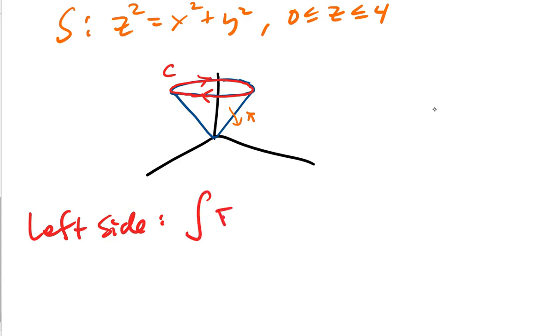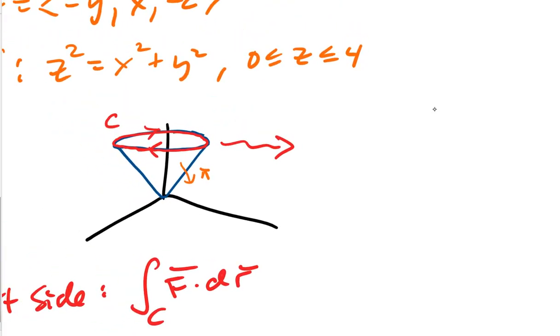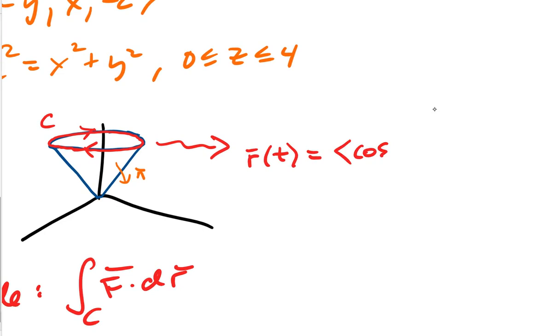So the left side is the integral of F dot dr over C. So you did this on the test. You have to parameterize the curve. This curve is, okay, so it's a circle, so you know we're going to have cosine theta and sine theta involved, right? So let's see, r of t will be cosine t, negative sine t, and then the z component is always 4, because it stops at 4. It's a negative sign because it's going in the opposite direction.